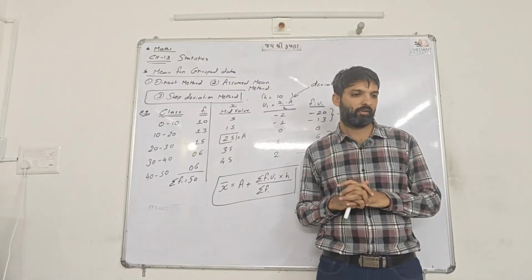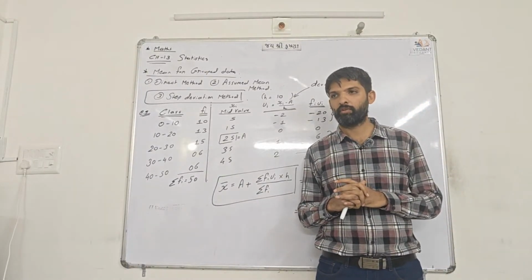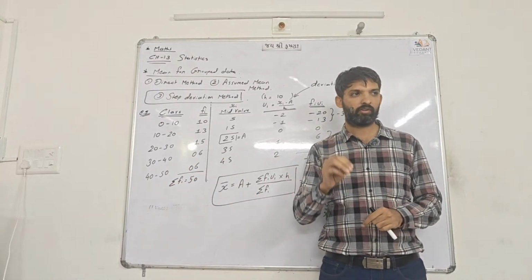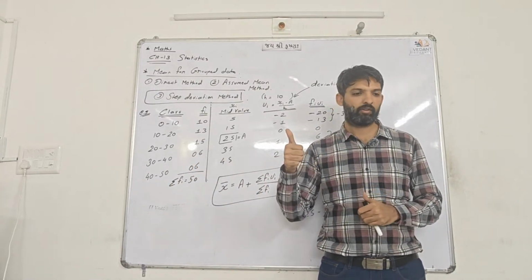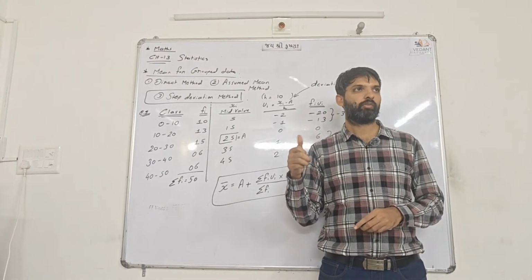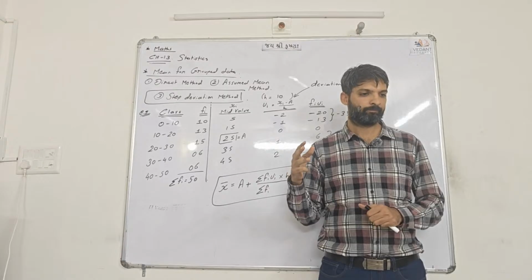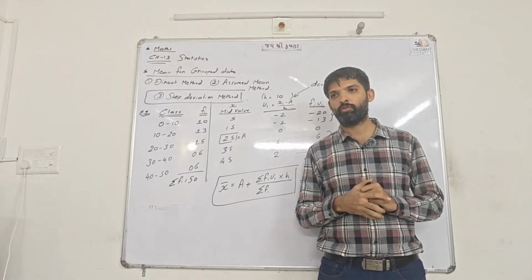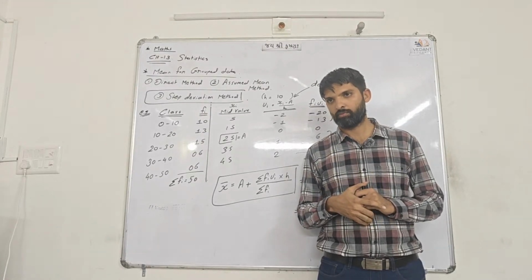So I will give you 3 questions in a homework like this. And you have to solve all 3 questions using all 3 methods. Clear, everyone? You have to solve all 3 questions using all 3 methods. So in total 9 calculations you have to carry out.